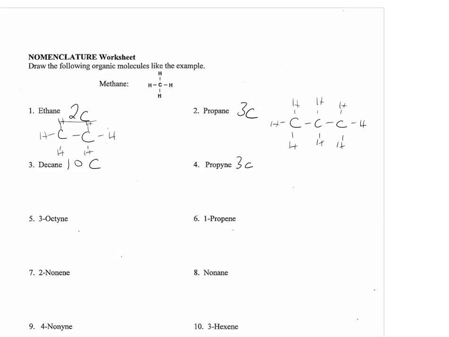Now, decane, again, we're ending in -ane so that we know that there are no double bonds. So we're just going to have 10 carbons: 1, 2, 3, 4, 5, 6, 7, 8, 9, 10. And then this one's going to be, again, hydrogen, hydrogen, hydrogen, hydrogen, hydrogen, because again, no double bonds. And you can tell because it's ending in -ane.